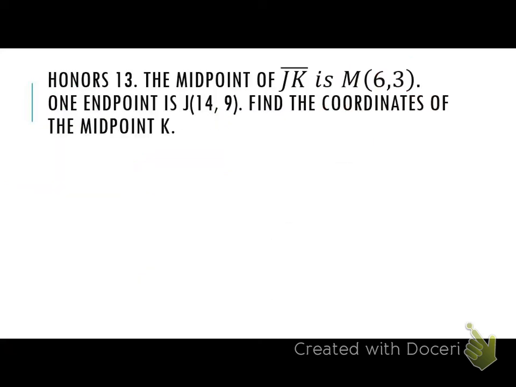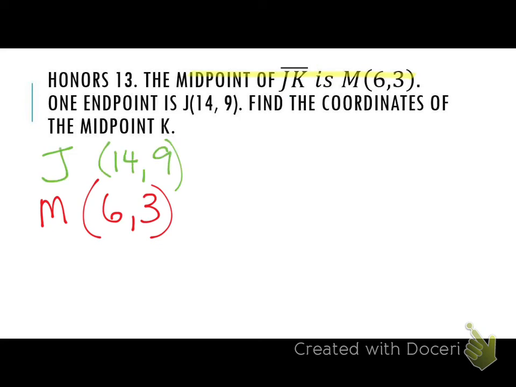Okay. This is the last one that's on your paper. I will teach you or remind you both ways of how to do this. There is a simple way and then there's a longer way. In this one, you're given the midpoint, and your midpoint is (6, 3). The segment is called JK. One of the endpoints is J, and we know it's (14, 9). The other endpoint is K, and we don't know what it is. That's what we're trying to find.